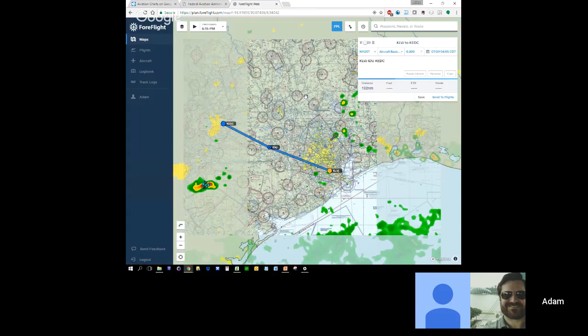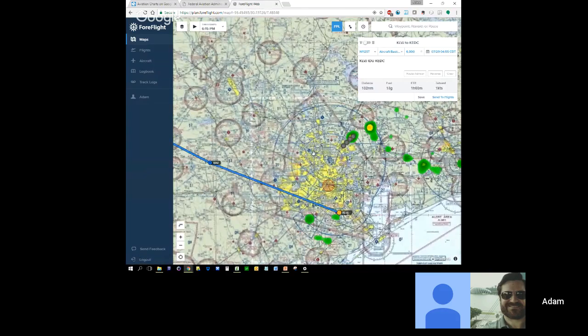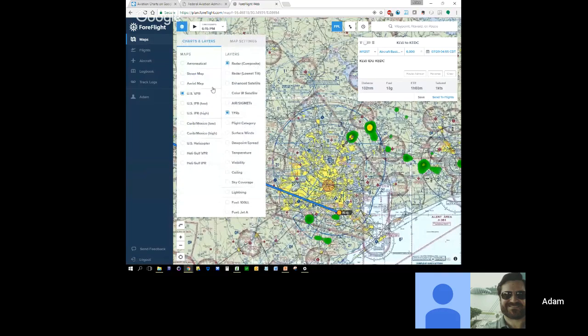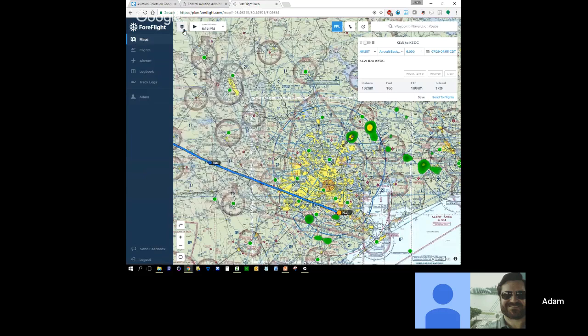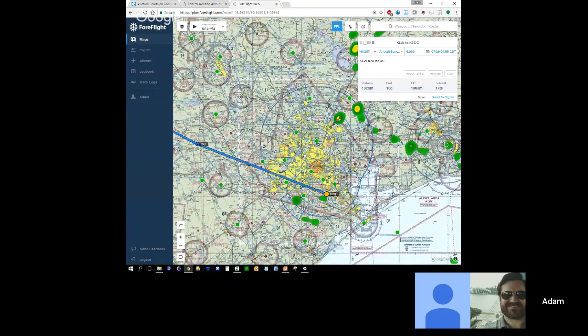And ForeFlight has the ability to take the local weather conditions at an airport and give you instant feedback of what they call the flight category. Are we VFR or are we IFR? Green is VFR, red is IFR. And so it looks like Houston right now is generally VFR.